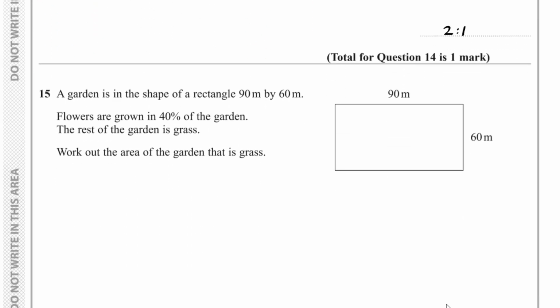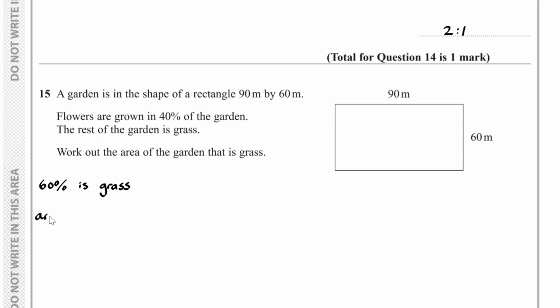Question number 15. The garden is in the shape of a rectangle 90 meters by 60 meters. Flowers are grown in 40% of the garden. The rest of the garden is grass. We have to work out the area of the garden that is grass. Well, if 40% is flowers, the percentage that is grass is 60%. So here 60% is grass. The first thing we can do is work out the total area of the garden, and then if we work out 60% of that, that will tell us the area of the grass.